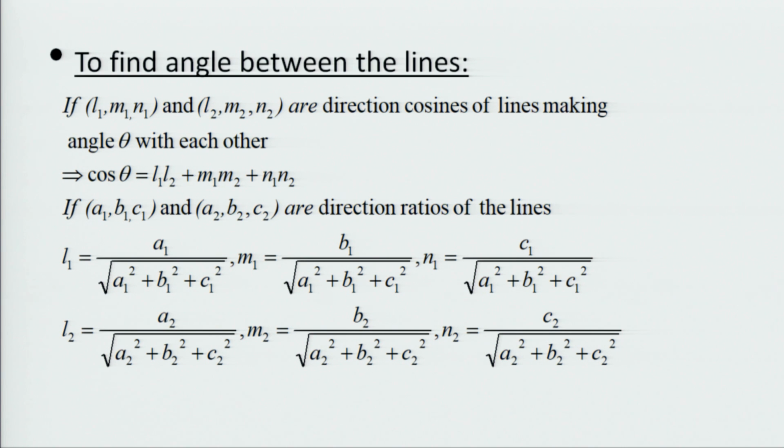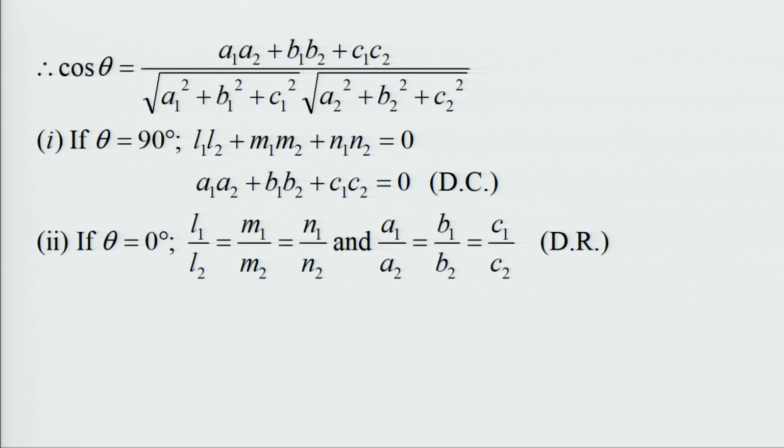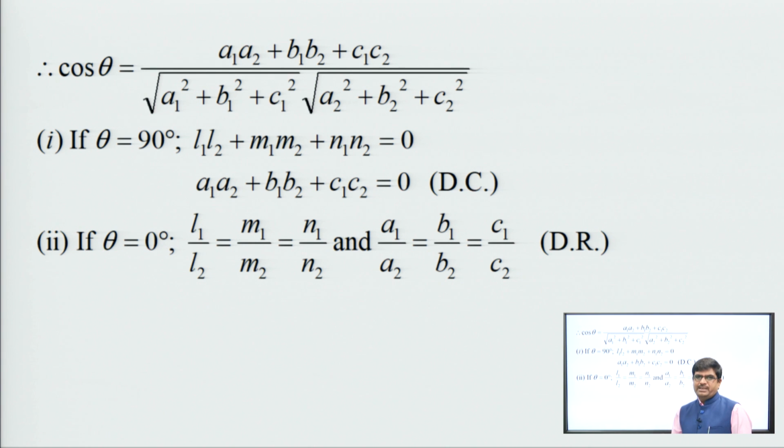plus N1 N2. We find their direction cosines: L1 is equal to A1 upon under root A1 square plus B1 square plus C1 square, similarly M1 and N1, and L2 is equal to A2 upon under root A2 square plus B2 square plus C2 square, similarly M2 and N2. Then putting the values we get cos theta is equal to A1 A2 plus B1 B2 plus C1 C2 upon under root A1 square plus B1 square plus C1 square into A2 square plus B2 square plus C2 square.